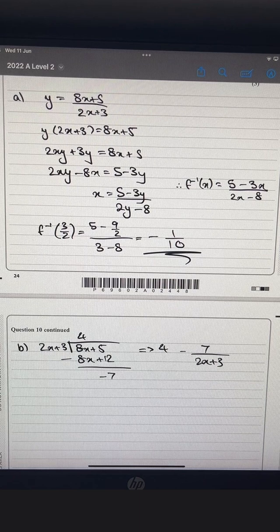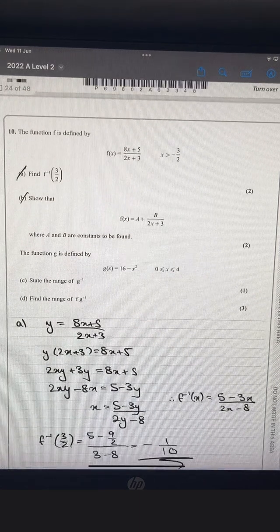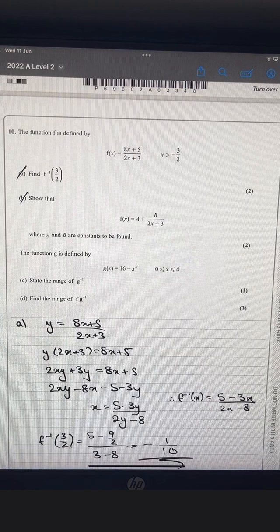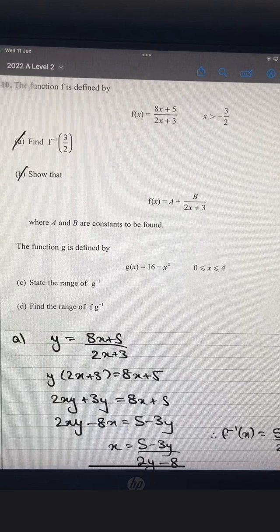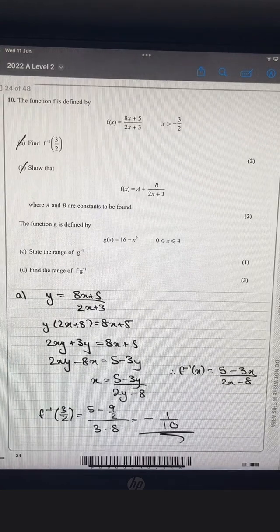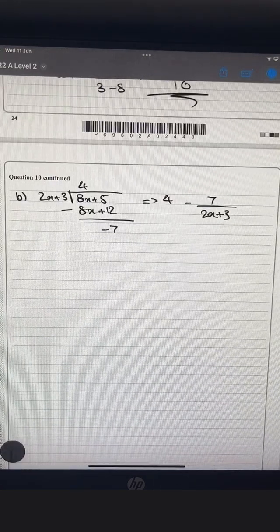All right, so let's continue. For part C, state the range of g to the minus 1. Looking at this, you should instantly be able to tell me what the answer is. Because if g of x is equal to 16 minus x squared, and it's given me the domain of x, the range of the inverse function, remember, is the domain of the normal function. So I'm just going to write that out so you can see it in words.